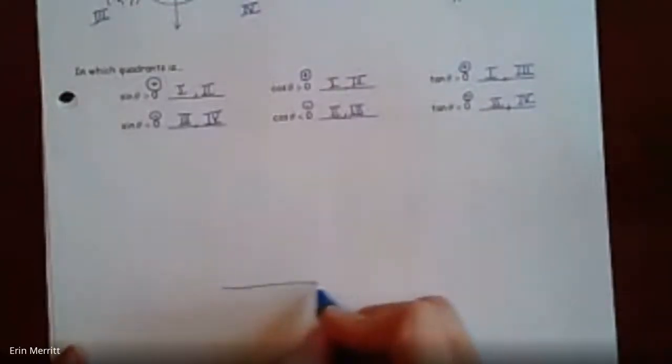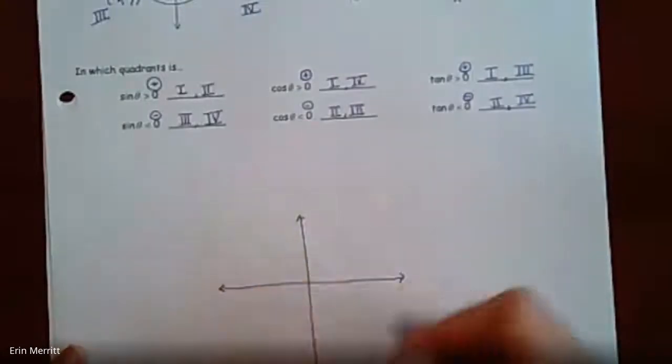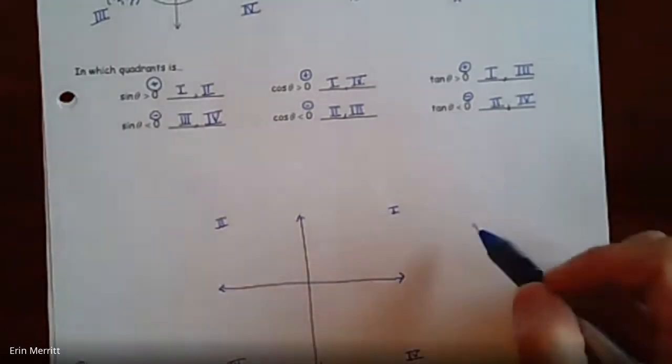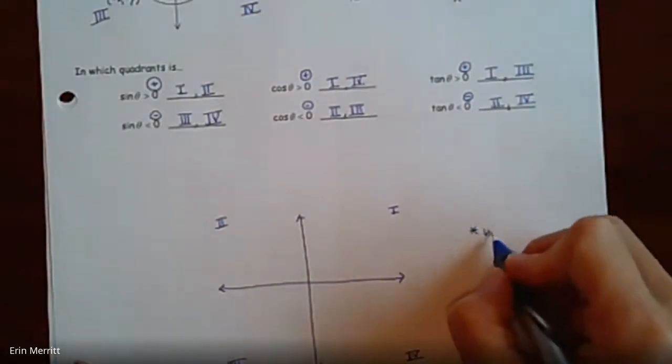So to try to figure out where they are positive, where they are negative, what I want to do is create one big chart here. All right. So what I mean by that, I'm going to slide my paper on up, and I want you to give yourself one big set of axes here. All right. So quadrant 1, quadrant 2, quadrant 3, quadrant 4. What I want to look at is in which quadrants are the trig functions positive.